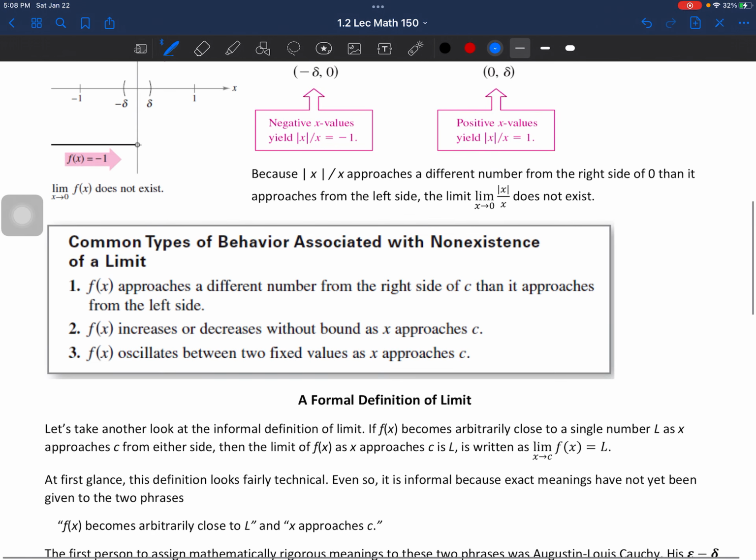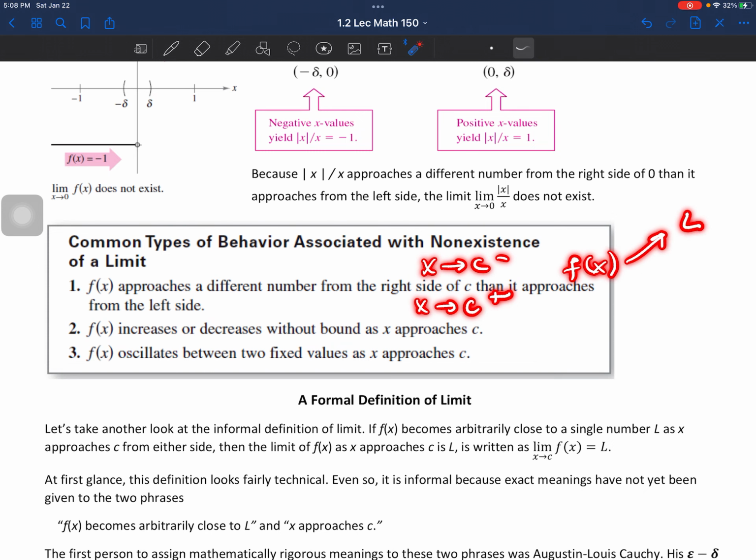Here we actually have a few more cases. So the first one is the one that we just talked about. There are common types of behaviors associated with non-existence of a limit. The first one is if f of x approaches a different number from the right side of c than it approaches from the left side of c, right? As x approaches c from the left and the right, the value of the function approaches two different values.